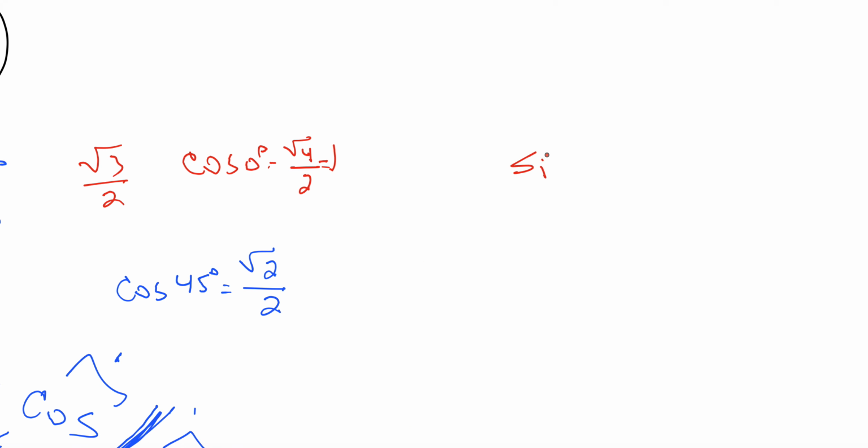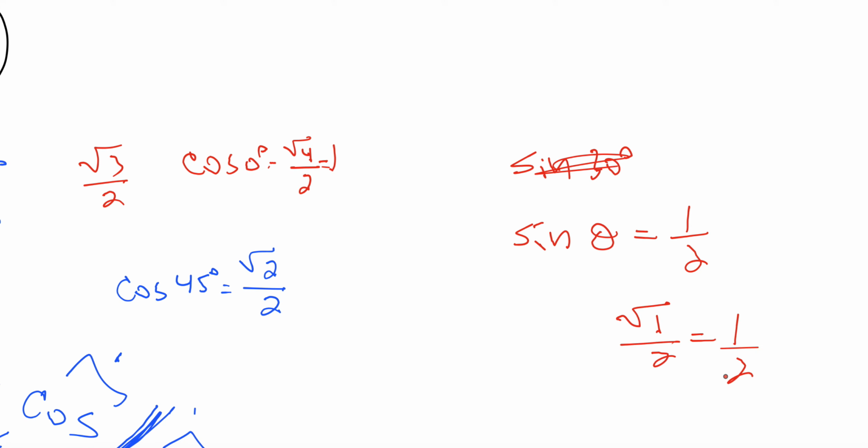You're going to use that a lot. So if you say the sine of some angle is 1/2, you just have to say, so sine, it's the fingers below. Yeah, this one. So it's going to be 30, because it's going to be root 1 over 2, which is 1 over 2.